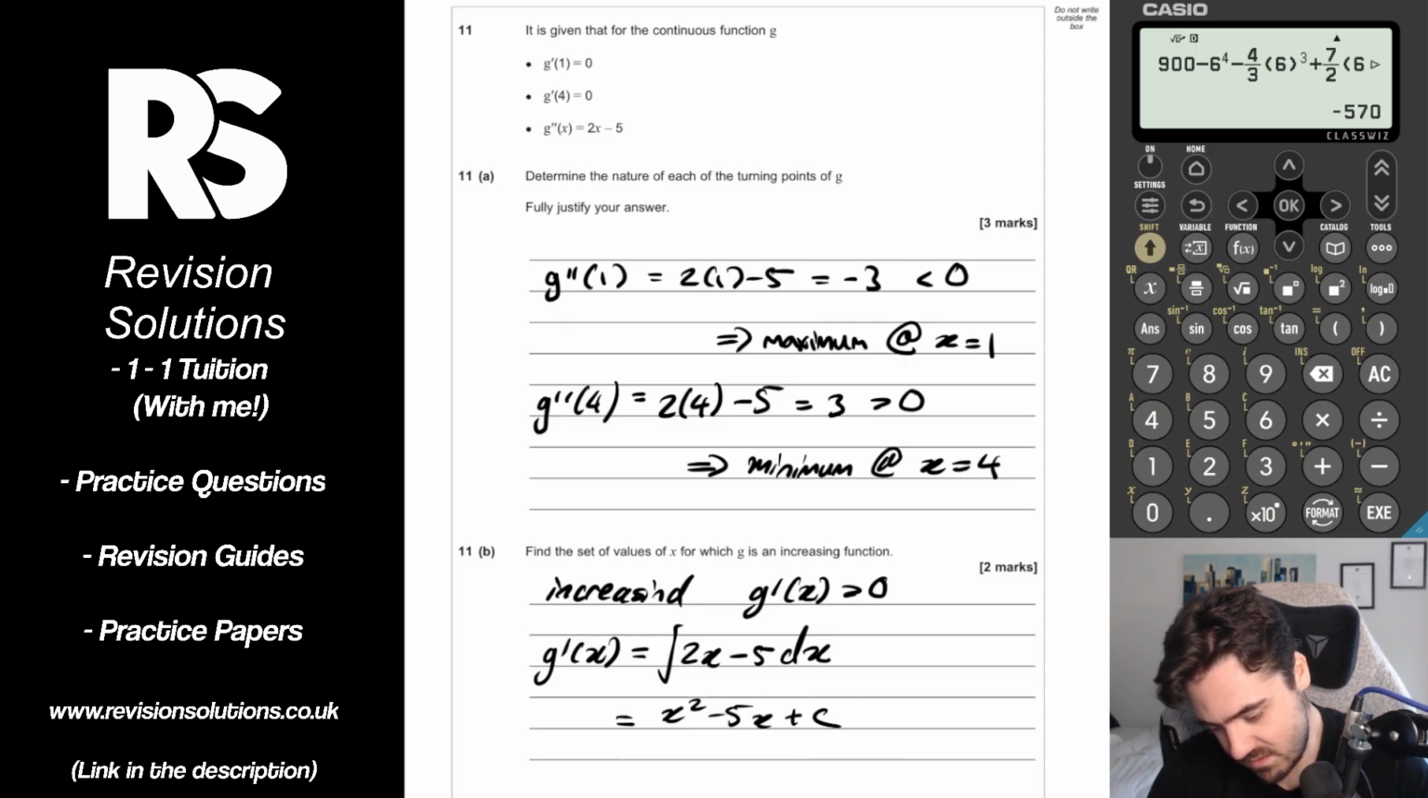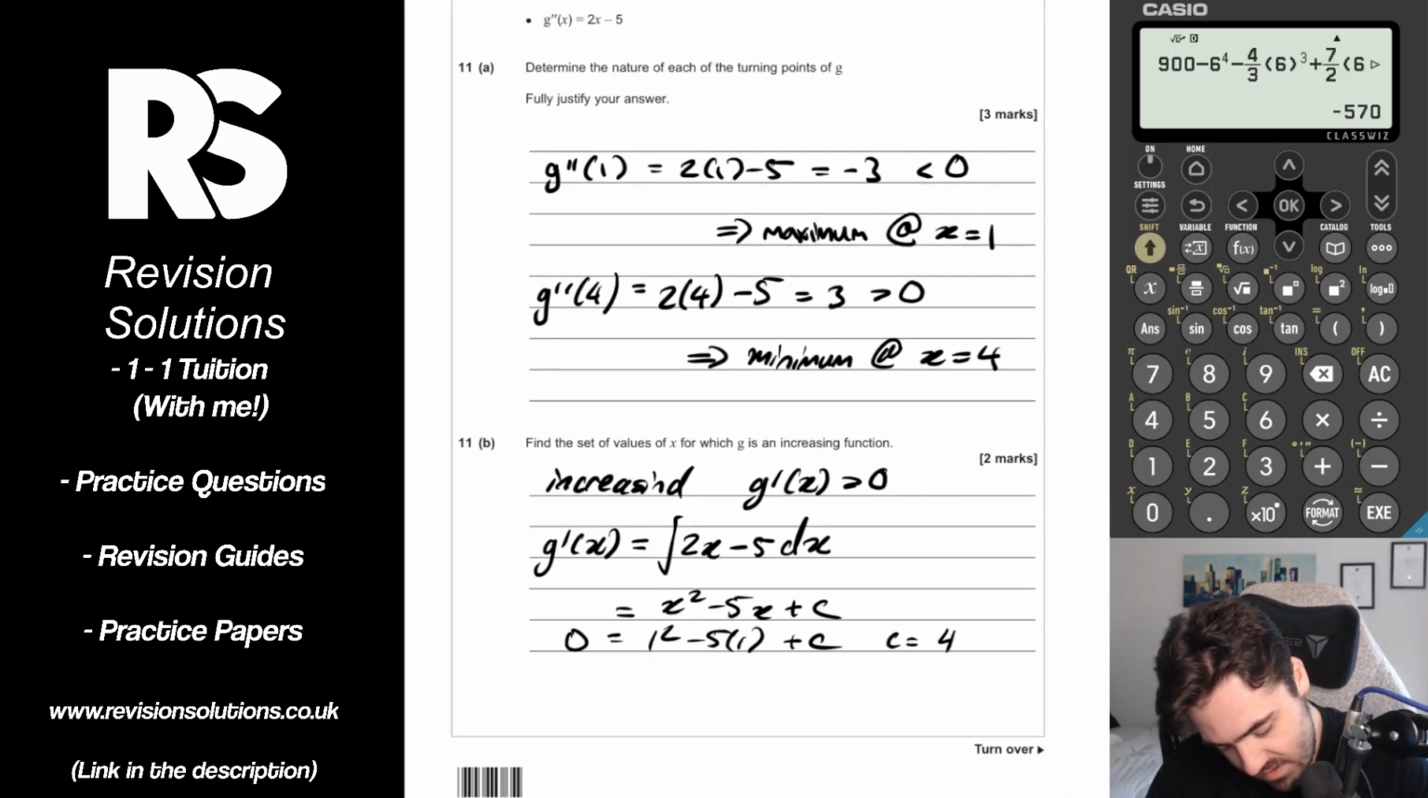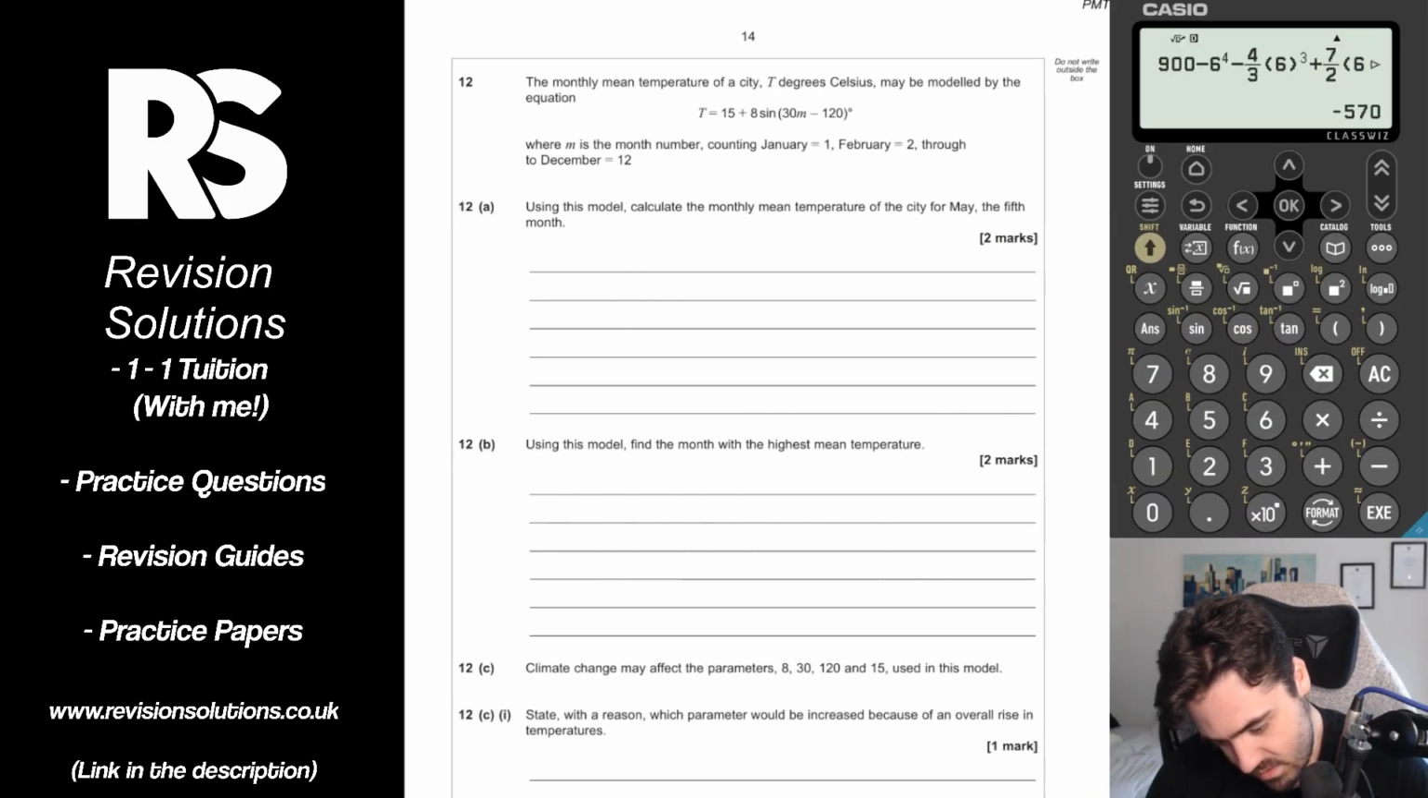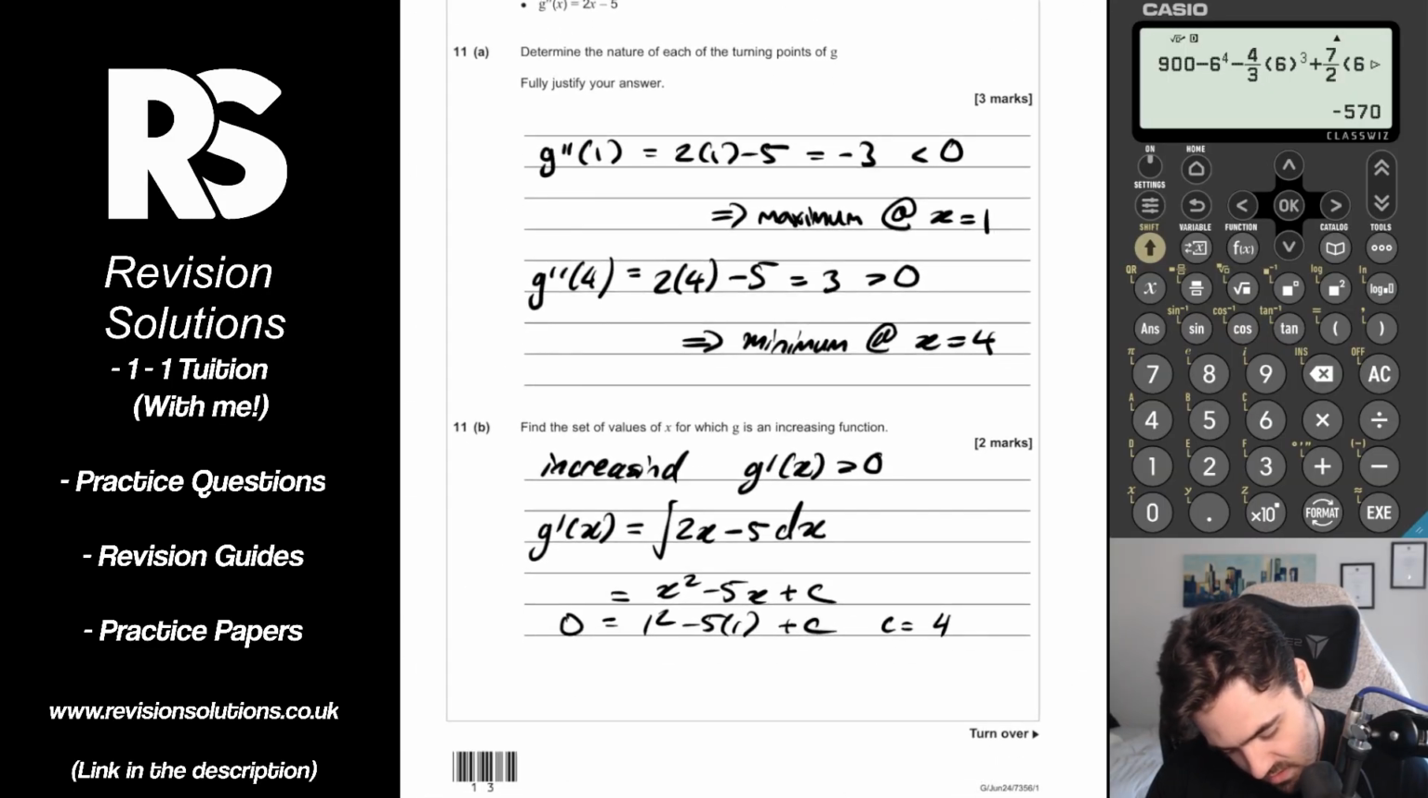And to get the plus c, well, we know the first derivative is 0 when I type in 1 or 4. So we can say then that 0 equals 1 squared minus 5 times 1 plus c. So c then would be equal to 4. So we're interested in where x squared minus 5x plus 4 is greater than 0.